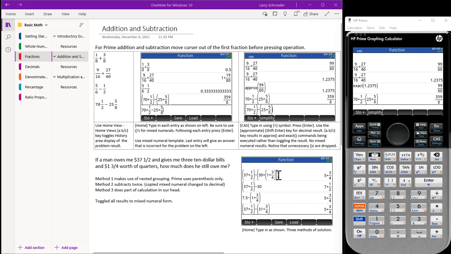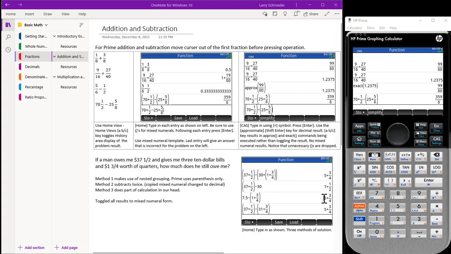If we use nested parentheses, we can put parentheses inside parentheses, so we can put the 30 plus 1 3/4 and subtract it and come up with our answer. The other way is to break it into two parts. Take the 37.5, subtract 30, get that answer. When we copy that answer over, it converts it to a decimal, and then we subtract 1 3/4.